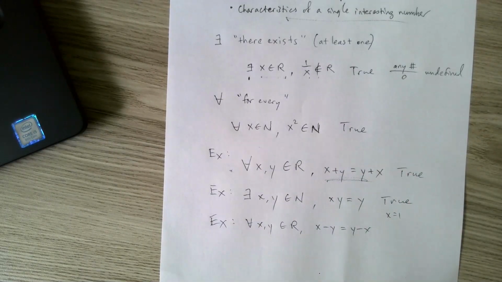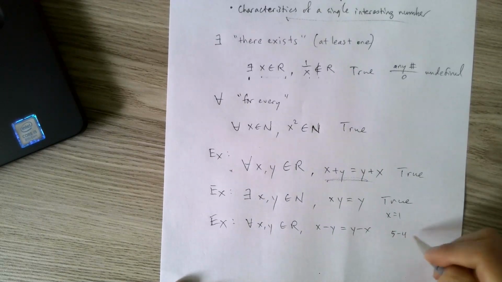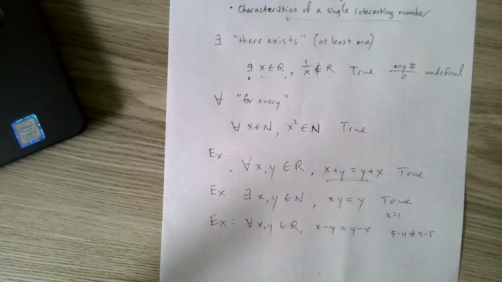Here's one that's false. For every pair of real numbers, x minus y equals y minus x. No. If you take two real numbers and subtract them and then switch the order, you're not necessarily going to get the same result. 5 minus 4 is not the same as 4 minus 5.